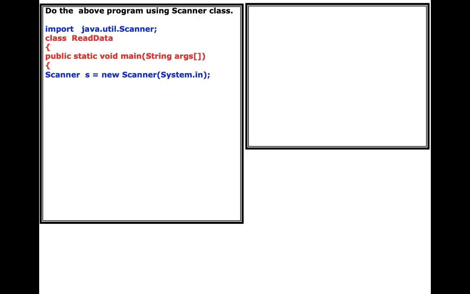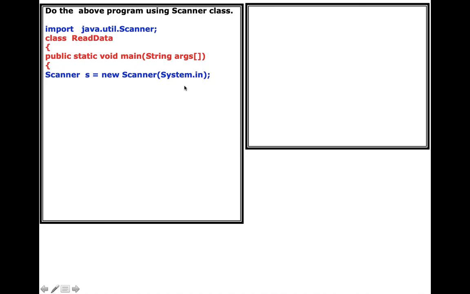Scanner s = new Scanner(System.in). In some colleges, some teachers write sc instead of s, so that is also okay. This s is just a name. If you want, you can write your name. You can even write my name. I could have written Scanner Sandeep = new Scanner(System.in).